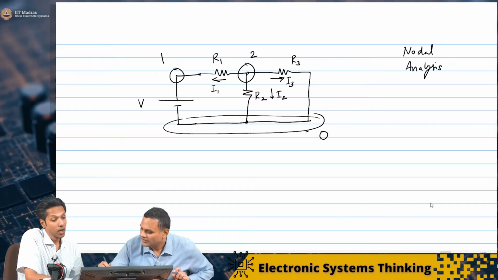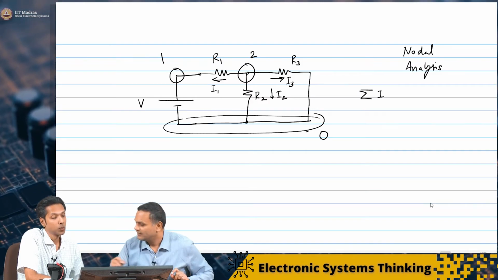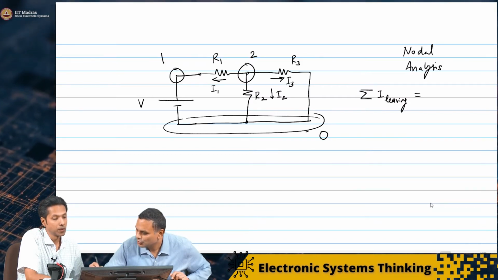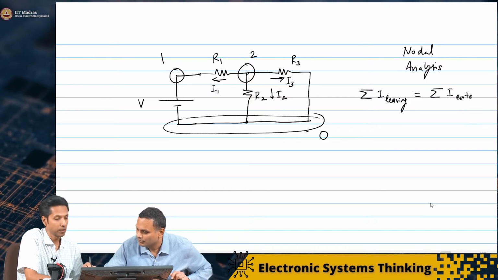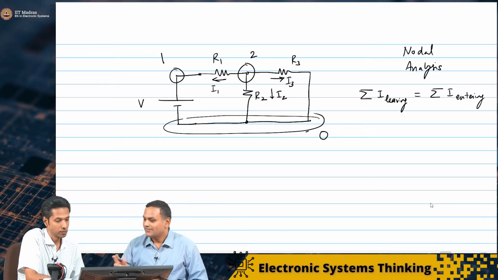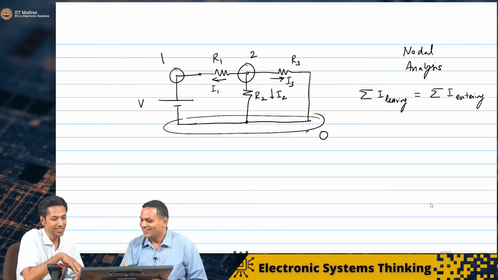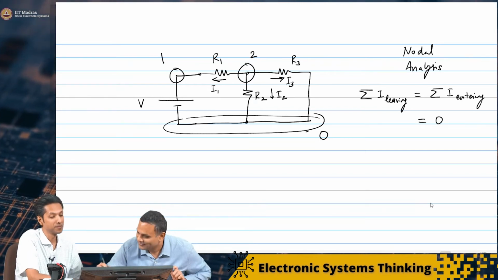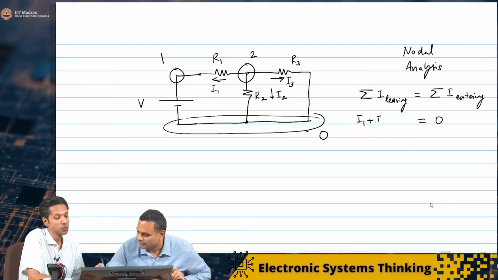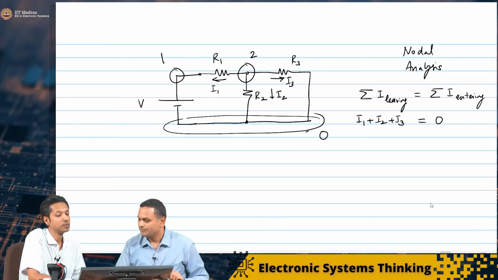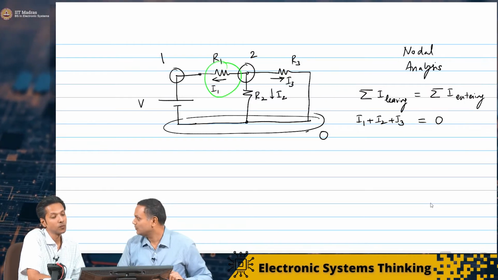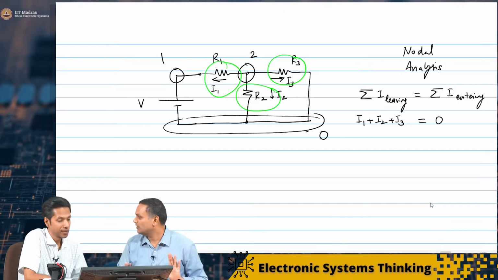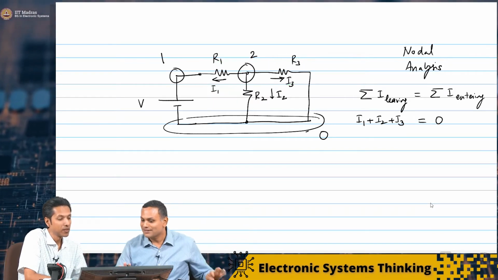Now, what did we say? We said the sum of all currents leaving the node should be equal to the sum of all currents entering the node. In fact, the way you have chosen the directions, all currents are leaving, which means this is 0. There is no current entering it. The total current leaving is I1 plus I2 plus I3. We have current I1 leaving through R1, current I2 leaving through R2, and current I3 leaving through R3, and there is no other current entering it. So the way you have chosen it, the sum of all these currents is 0.